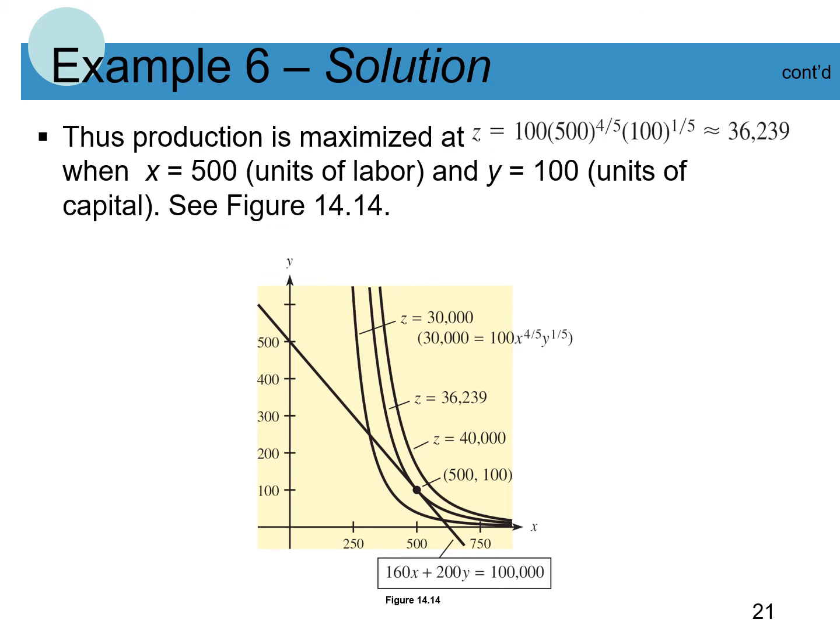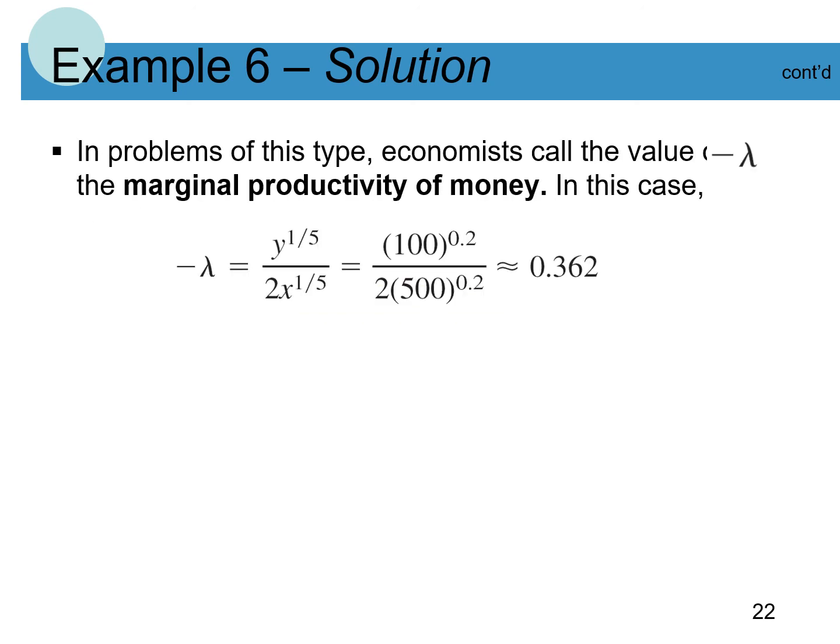This is actually the graph that shows the production is maximized at z equal to 100 times 500 to the power 4/5 times 100 to the power 1/5, that is approximately equal to 36,239, when x is equal to 500 and y is equal to 100, as shown in Figure 14.14.